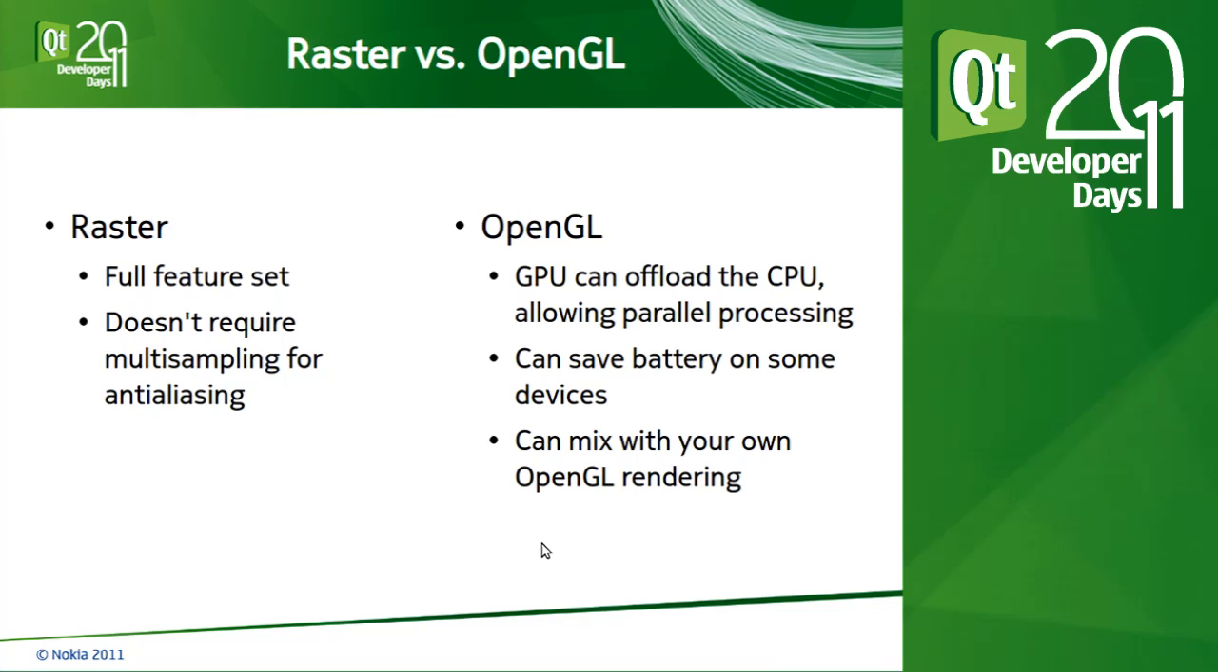But the OpenGL paint engine also has some benefits. The GPU can offload the CPU, so you can get better parallel processing. And you can, on some devices, save battery because the OpenGL hardware is more specific for graphics, more optimized for it. And finally, you can mix OpenGL painting with your own OpenGL code so that you can use a QPainter on top of something else you have rendered with OpenGL, for instance.